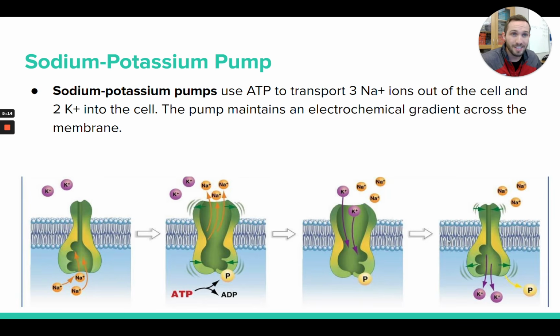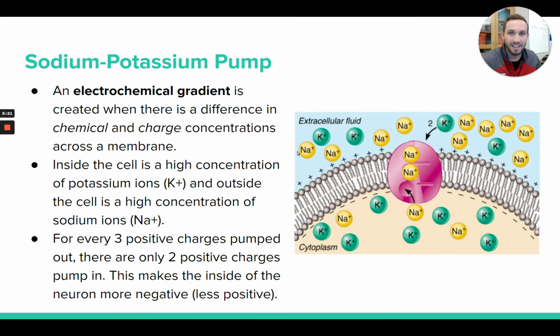And this will be important in a second too, but 3 sodium ions out of the cell for every 2 potassium ions that go into the cell. And the fact that it's pumping these ions in a different proportion is going to create something called an electrochemical gradient.